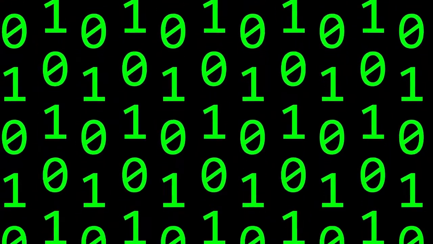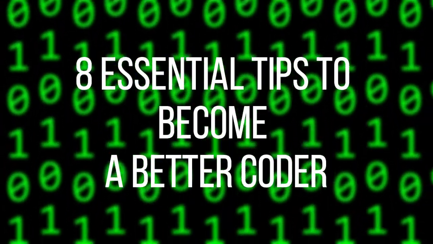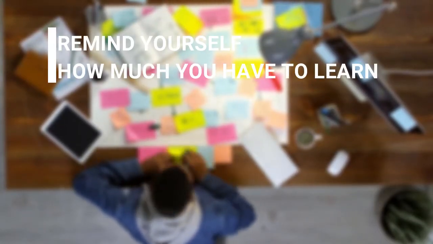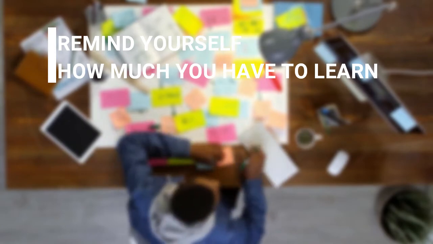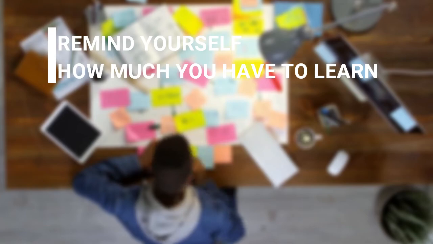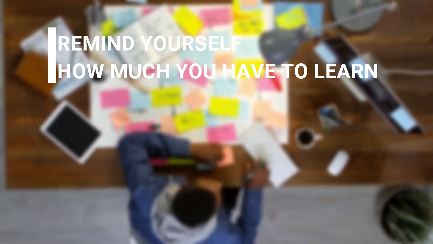In today's video, we're going to talk about 8 essential tips to become a better coder. Number 1. Remind yourself how much you have to learn. The first step in learning something is recognizing that you don't know it. That sounds obvious, but experienced programmers remember how long it took to overcome this personal assumption.